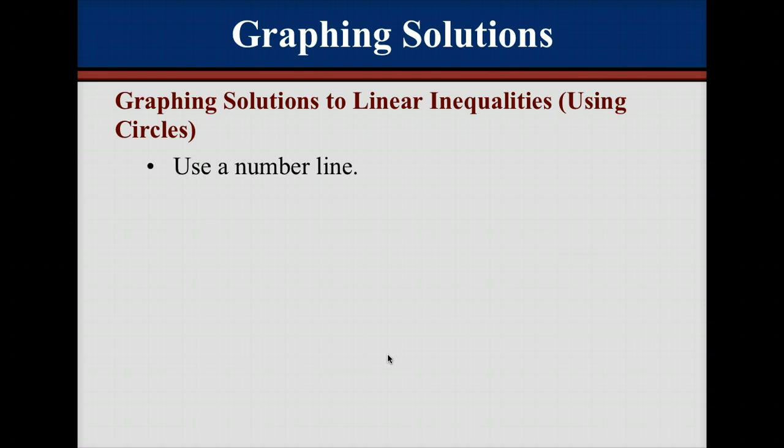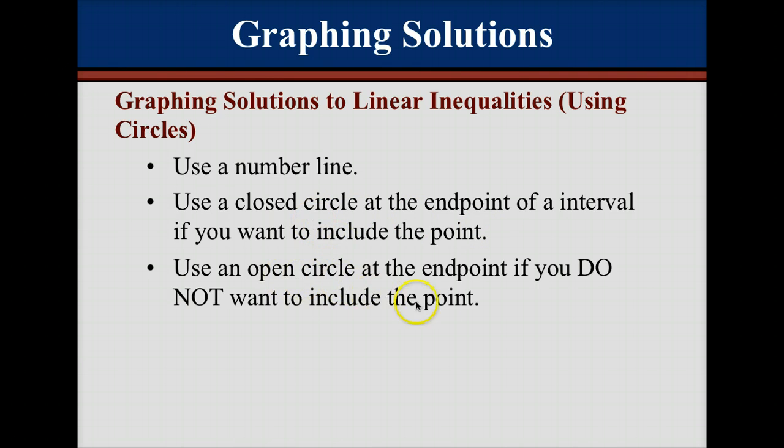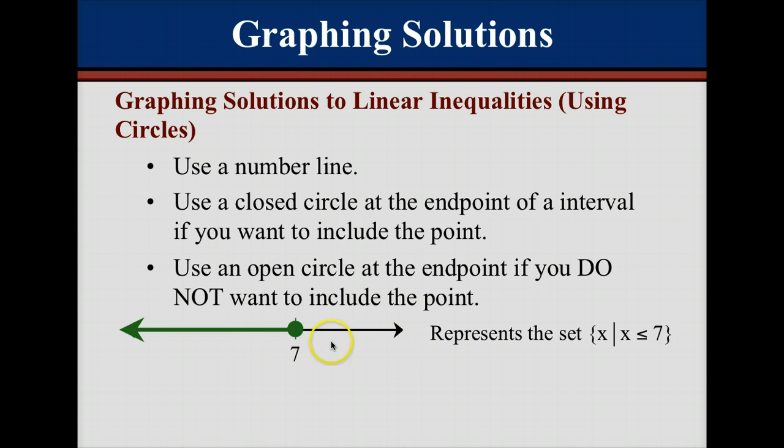Graphing solutions to linear inequalities. First of all, we're going to use a number line for a linear inequality. We use a closed circle if we want to include the point, so like less than or equal to or greater than or equal to, we use a closed circle, and an open circle if it's just less than or greater than. So in set builder notation, all x such that x is less than or equal to 7, because it's or equal to, we have a closed circle, and we start at 7 and it's less than 7.